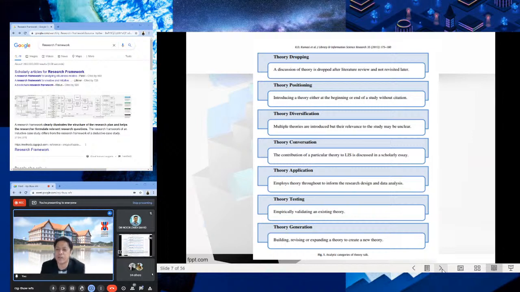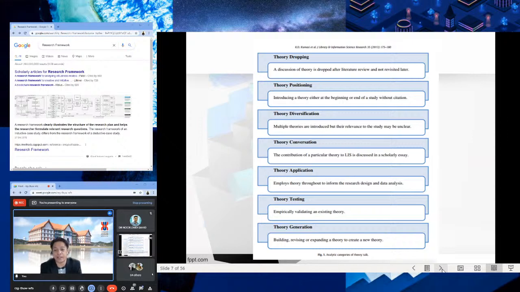Theory dropping is when the discussion of the theory is dropped after the literature review and not revisited. So these are theories that we refer to, and maybe they are not suitable when we go further, because in normal cases, if we are new in that field, when we start our research, we have no idea about what we are going to do, so we just look for the literature and find the most related theories that are suitable for our research.